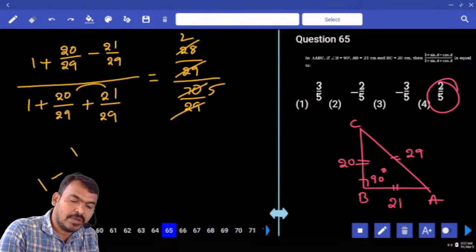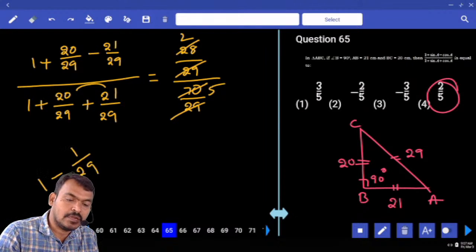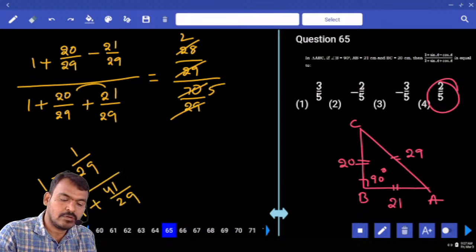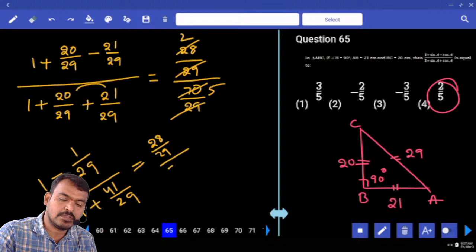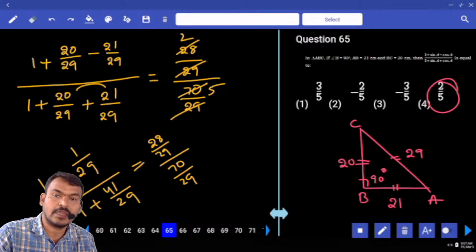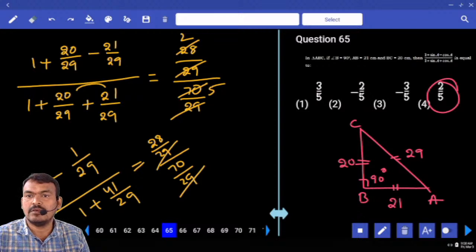Numerator we wrote 1 minus 1 by 29. Denominator we wrote 1 plus 41 by 29. Numerator we are getting 28 by 29. Denominator we wrote 70 by 29. The 29s cancel. What is the remaining value? 28 by 70.